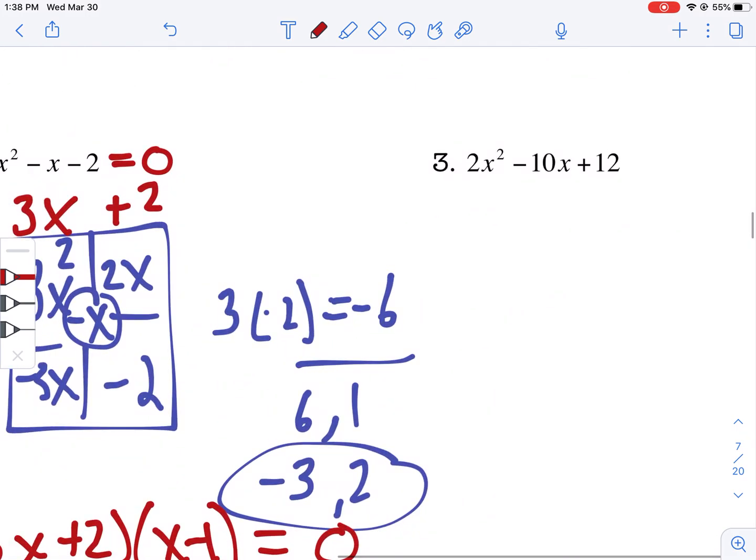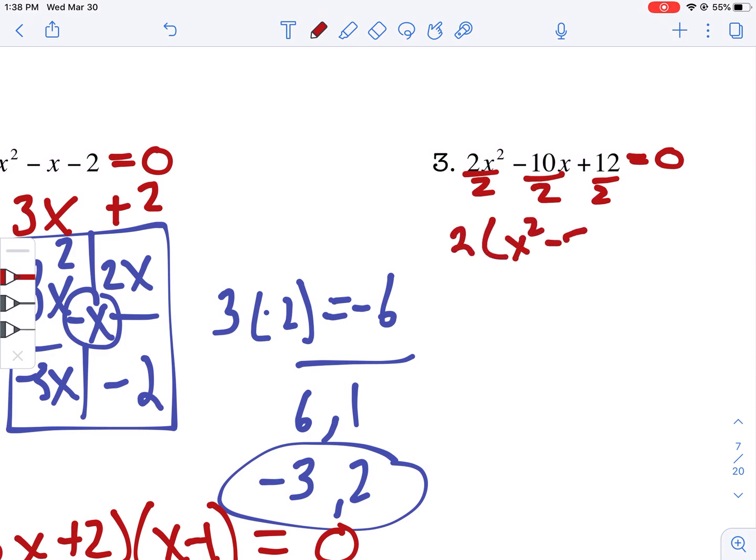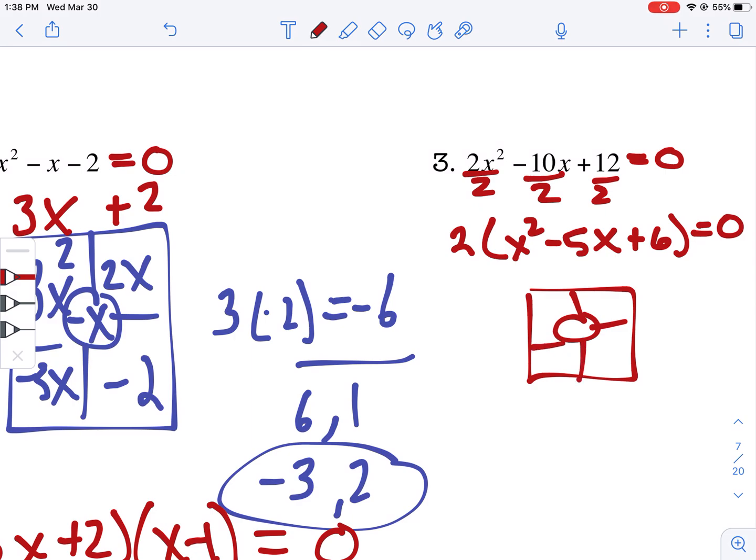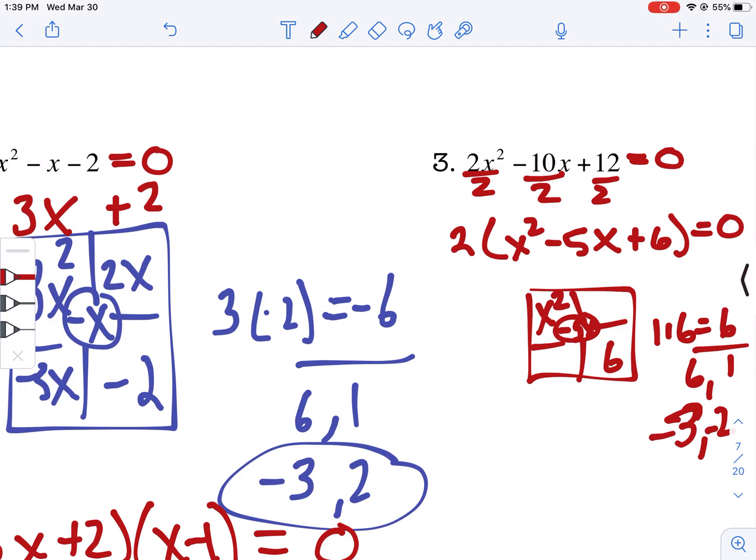And so then this last one, when does this equal 0? Well, I notice all of these are divisible by 2. So I could pull out a 2. x squared minus 5x plus 6. And now I can box and circle this side. So x squared, negative 5x and 6. 1 times 6 is 6. So 6 and 1, or 3 and 2. So multiplies to positive 6 and adds to negative 5. Well, those two would have to both be negative.